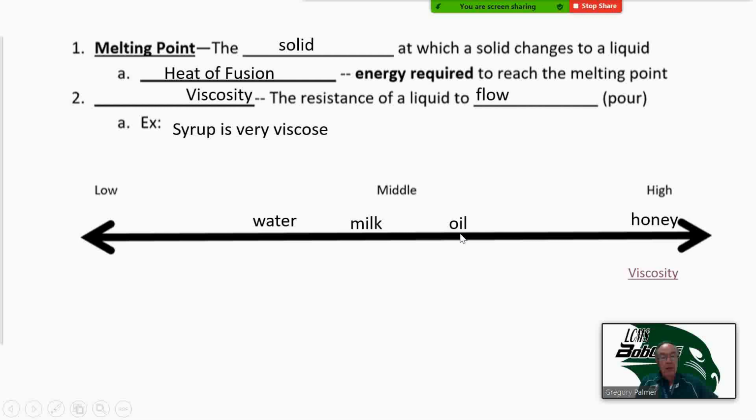Oil, depending on whether it's cooking oil or vegetable oil, is more viscous than milk but less than honey. Rubbing alcohol pours even easier than water. And syrup is more viscous than oil, but it's usually not as thick as honey. I'm going to show you a small video on viscosity, and then we'll pick up with this tomorrow.